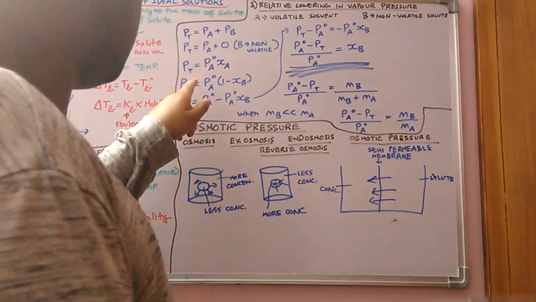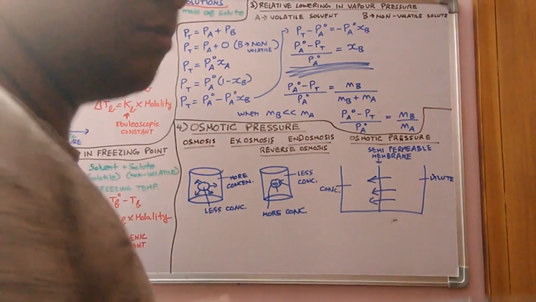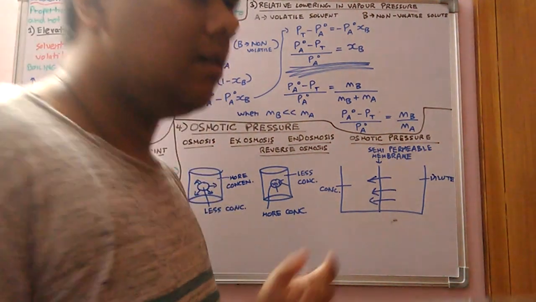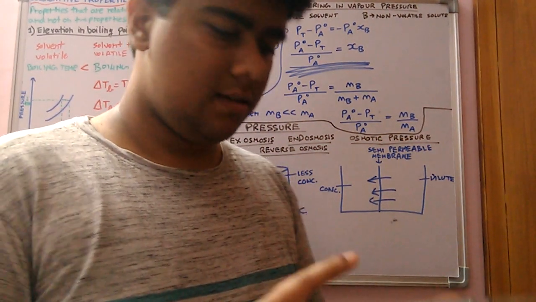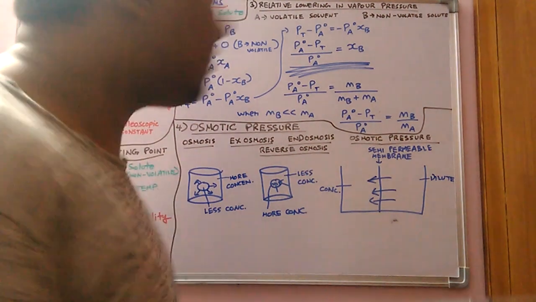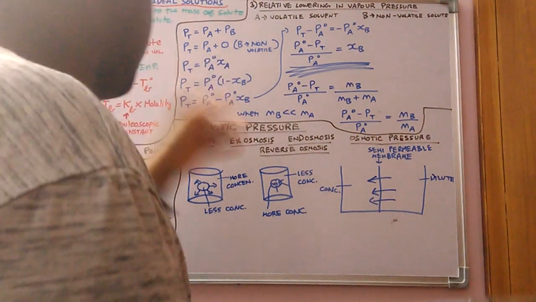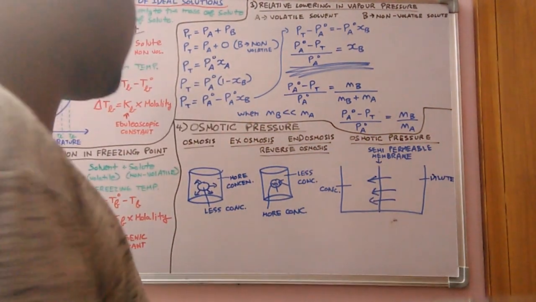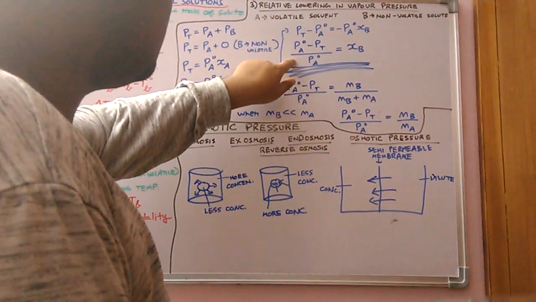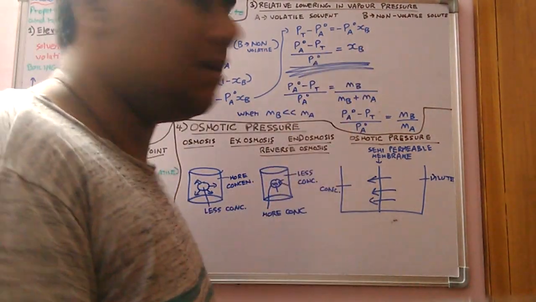Total pressure, then if we open this, the XA, the mole fraction, we get total pressure is equal to PA naught times (1 minus XB). So we all know that the mole fraction of component A plus the mole fraction of component B is equal to 1. From that we can conclude this. We open the brackets and we get total pressure is equal to PA naught minus PA naught times XB, and we get to this. PA naught minus total pressure upon PA naught is equal to XB.